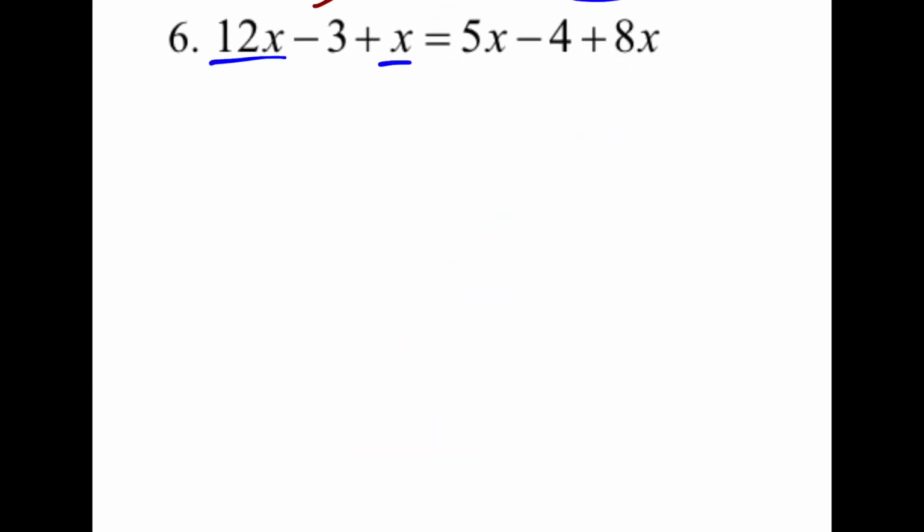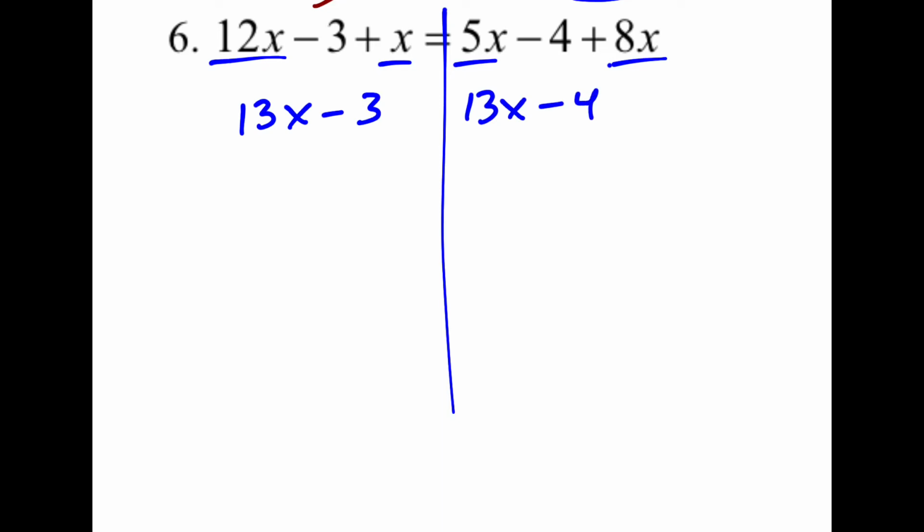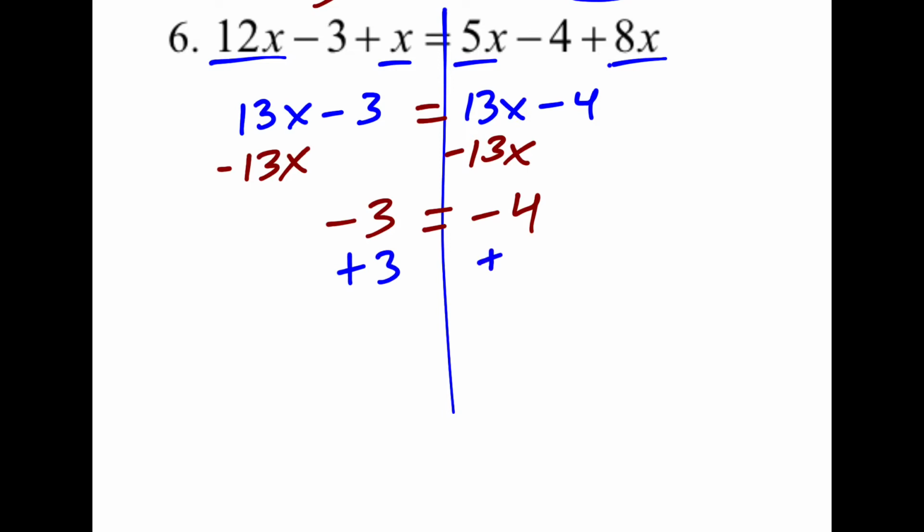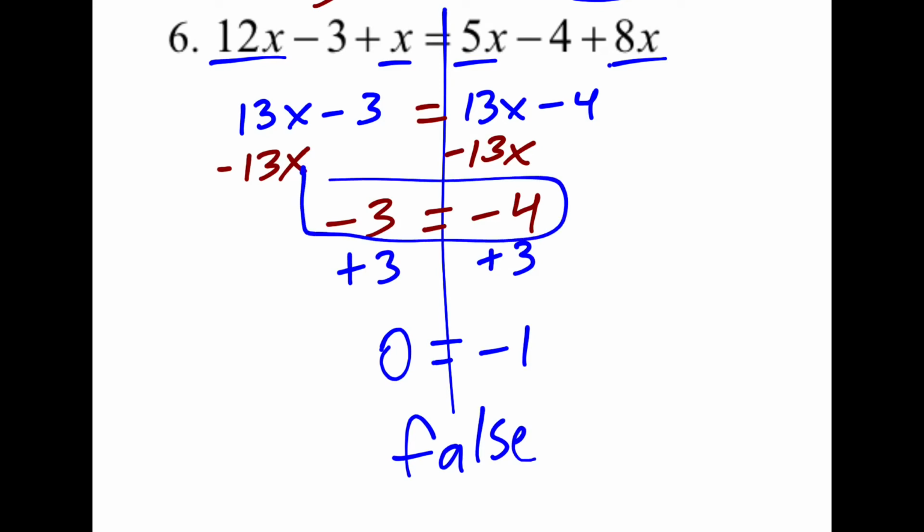I can combine like terms, 12x plus 1x, 5x plus 8x. Notice that I'm combining on the left only, and then combining on the right only, separately. So I have 13x minus 3, and I have 13x minus 4. And there's an equal sign in the middle. Let's say I subtract 13x from both sides. Notice again, the same thing happened. The x's are gone, and I'm left with negative 3 is equal to negative 4. Is this a true statement? The answer is no. If I tried to add 3 to both sides, I would get that 0 is equal to negative 1, which is false. Or even just up here, is negative 3 equal to negative 4?